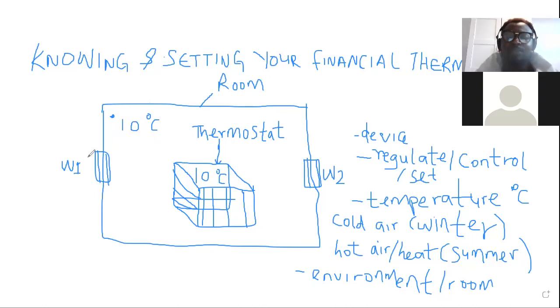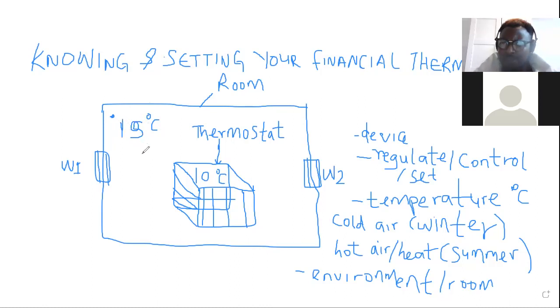Okay, now if these two windows are open, you know that already outside it is hot, right? Now, when you open the window, you allow heat to come in, right? And when heat comes in, it's going to alter this temperature here and raise it up to probably, let's say, 15 degrees Celsius, right? To around 15 degrees Celsius.